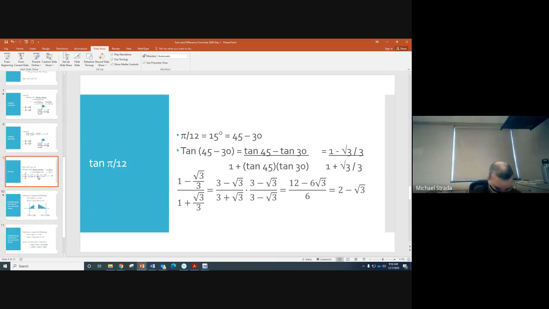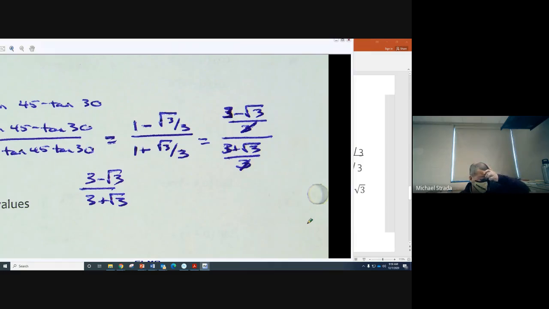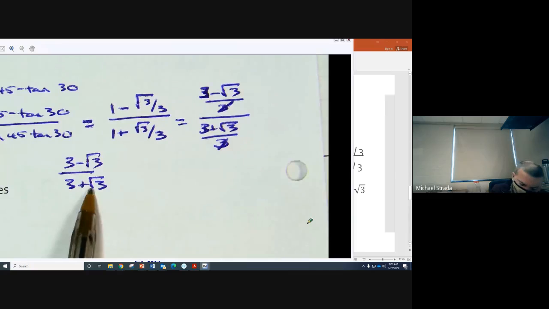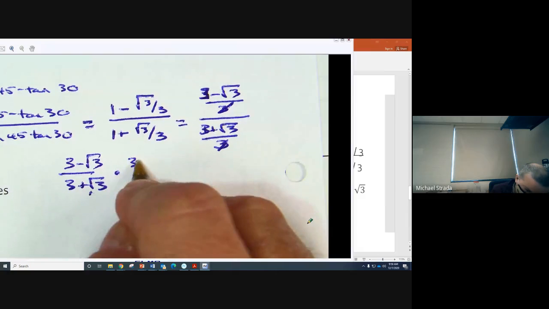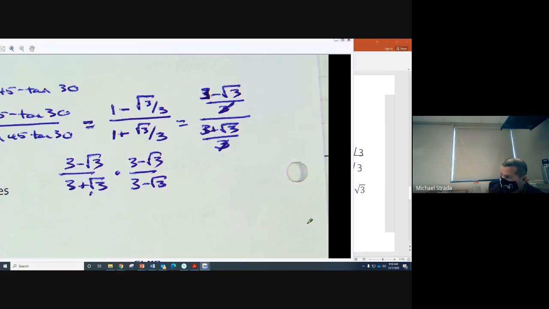Slide that over. Everybody good with that part of it? And then what do the 3s do to each other in the denominators? Cancel out. So now you have 3 minus root 3 over 3 plus root 3. I want to work on that before college. All right. We look at your denominator and we multiply by the conjugate. That would be 3 minus root 3 times 3 minus root 3. Everybody understands what the conjugate is.